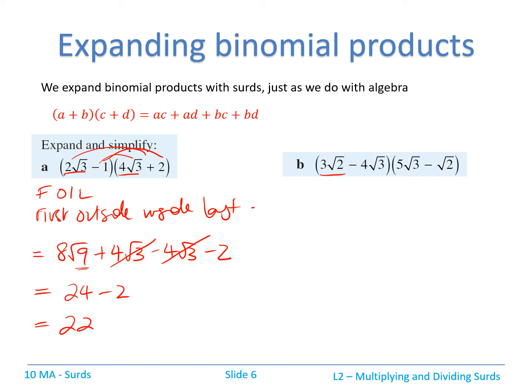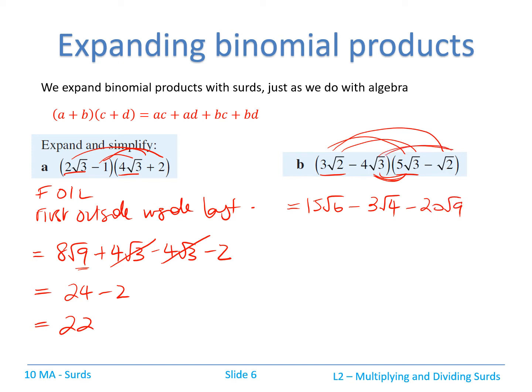Okay, B, let's multiply the first two things together. So I'm going to have 15 root 6, so outside, outside, inside, inside. Then I'm going to have 3 root 2 times negative root 2. That's going to be negative 3 root 4, because 2 times 2 is 4. Then I'm going to have these two multiplied together inside, so 20 minus 20 root 9.